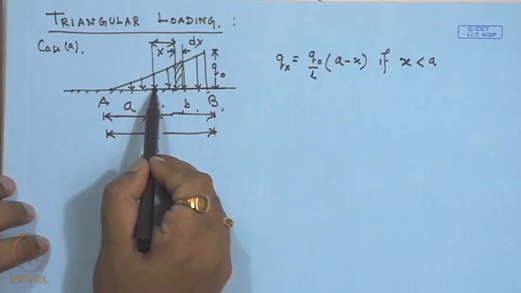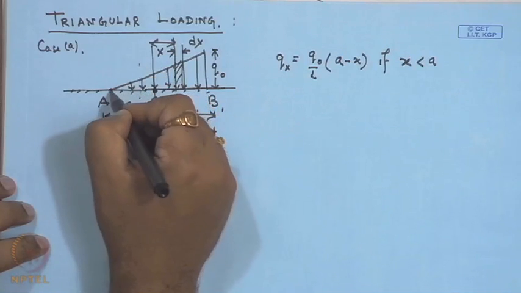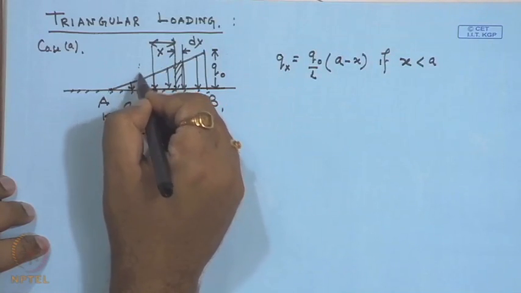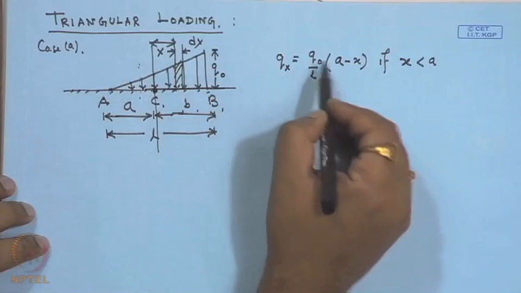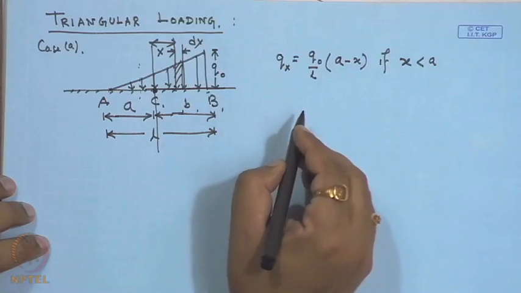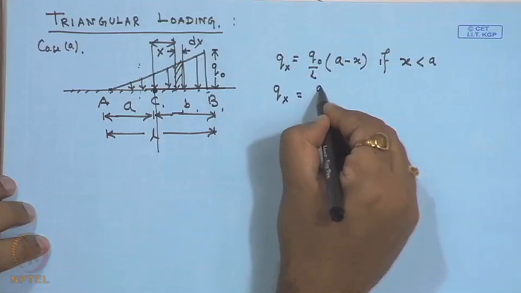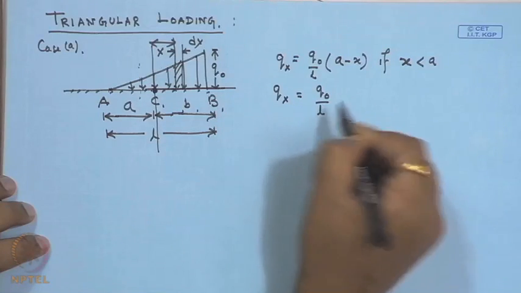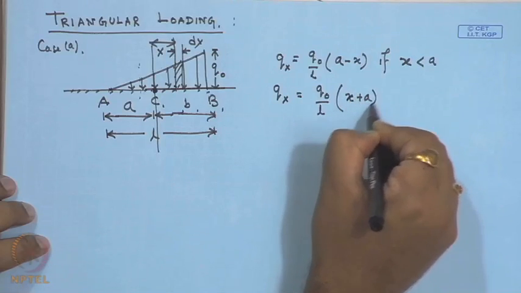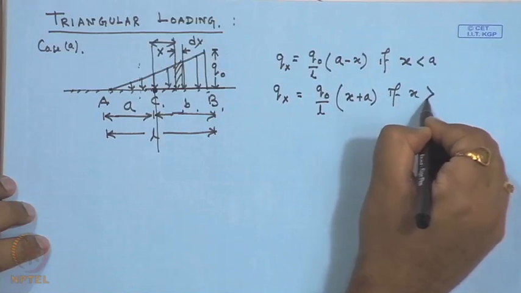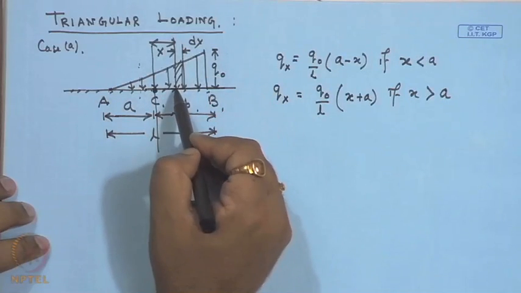So, if A is within this zone, if the x is within this zone from A to C, then if this is x, then the intensity at any point x will be Q 0 A minus x. And similarly, delta Q x is Q 0 divided by L into x plus A, if x is greater than A. So, now in this case x is greater than A.